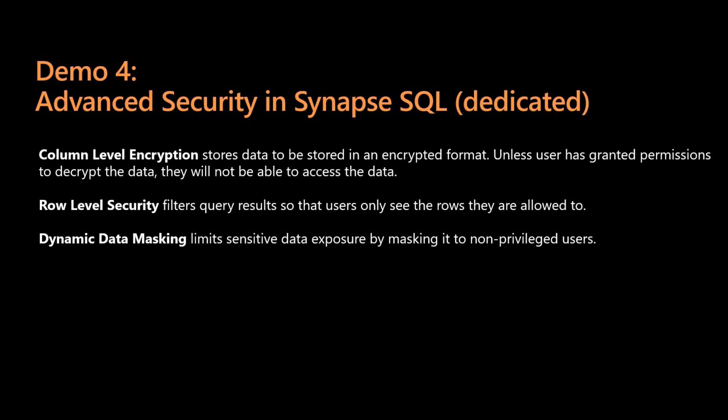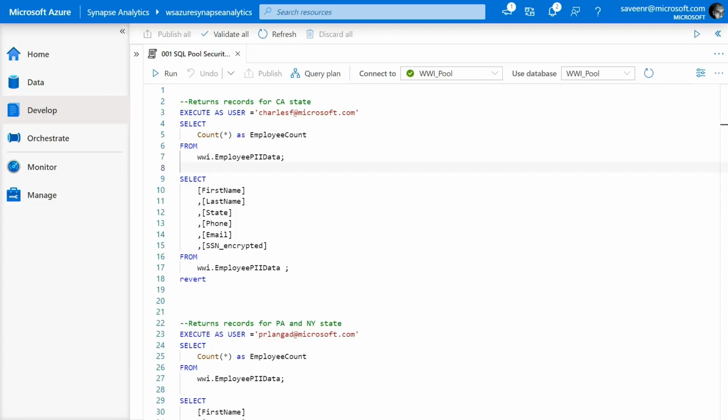In our fourth demo, we're going to take a look at some of the new security features in Synapse SQL. This demo is going to cover 3 new capabilities: column level encryption, row level security, and dynamic data masking. I'm once again looking at my Azure Synapse Analytics workspace, and I'm in the Develop Hub, and I've already opened up a SQL script. So we'll explore these 3 new security features.